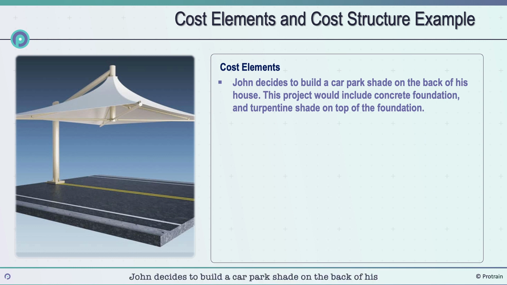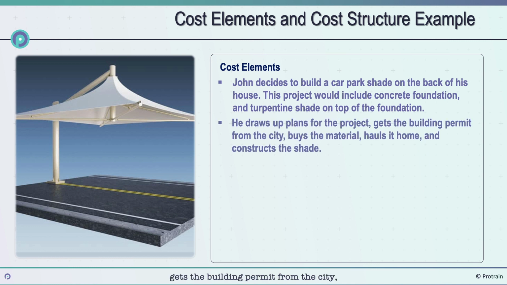John decides to build a car park shade on the back of his house. This project would include a concrete foundation and a turpentine shade on top of the foundation. He draws up plans for the project, gets the building permit from the city, buys the material, hauls it home, and constructs the shade. Let's first see the cost elements in this project.